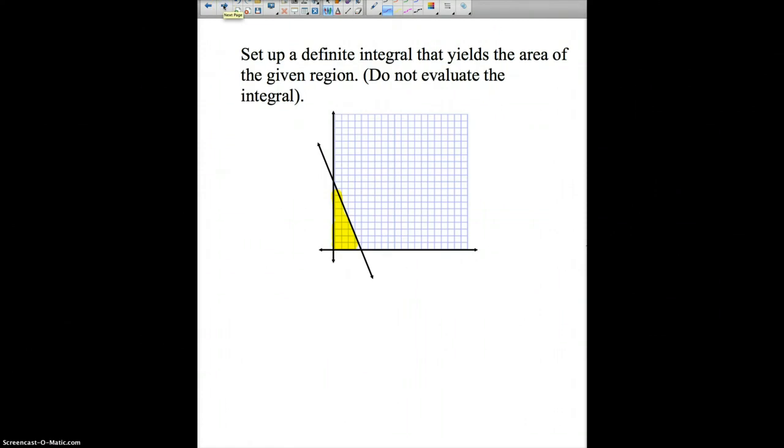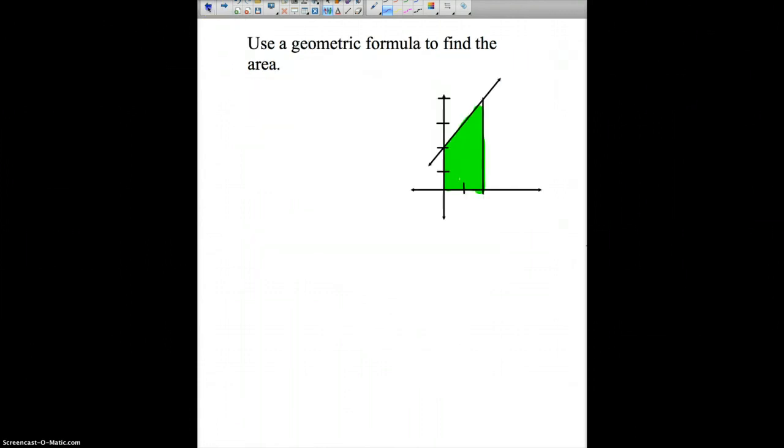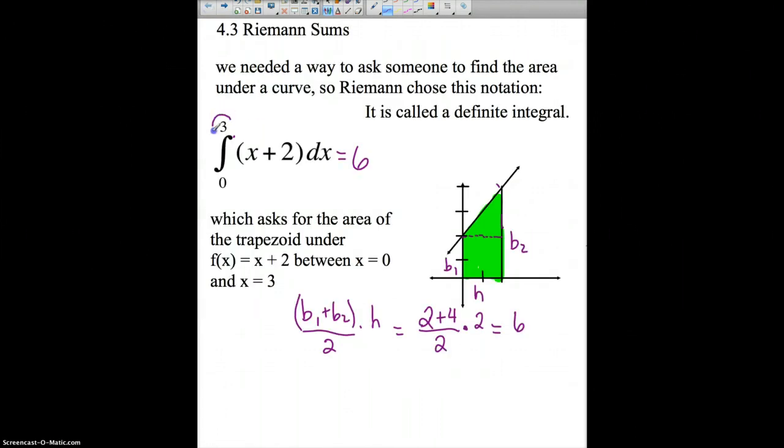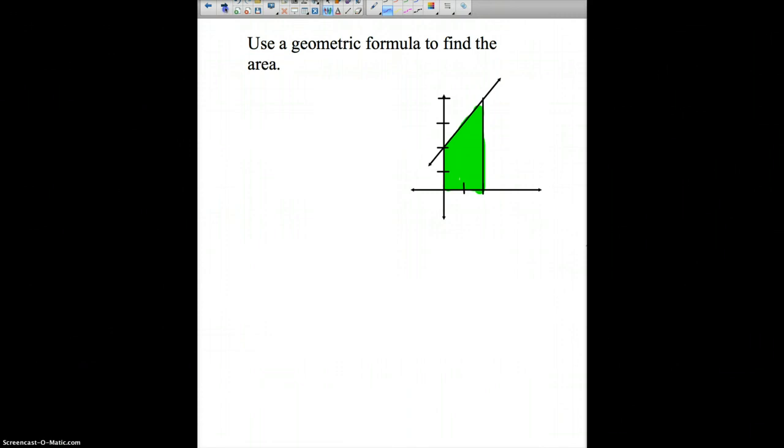Alright, so if I give you the picture of a region and I ask you to set up a definite integral, by the way, it's called a definite integral because it's different than what we've been working with so far, because it has numbers here from 0 to 3. What we've been doing so far didn't have any numbers there, just the antiderivative. So now we've got numbers here. That's what makes it look different than what we had before.